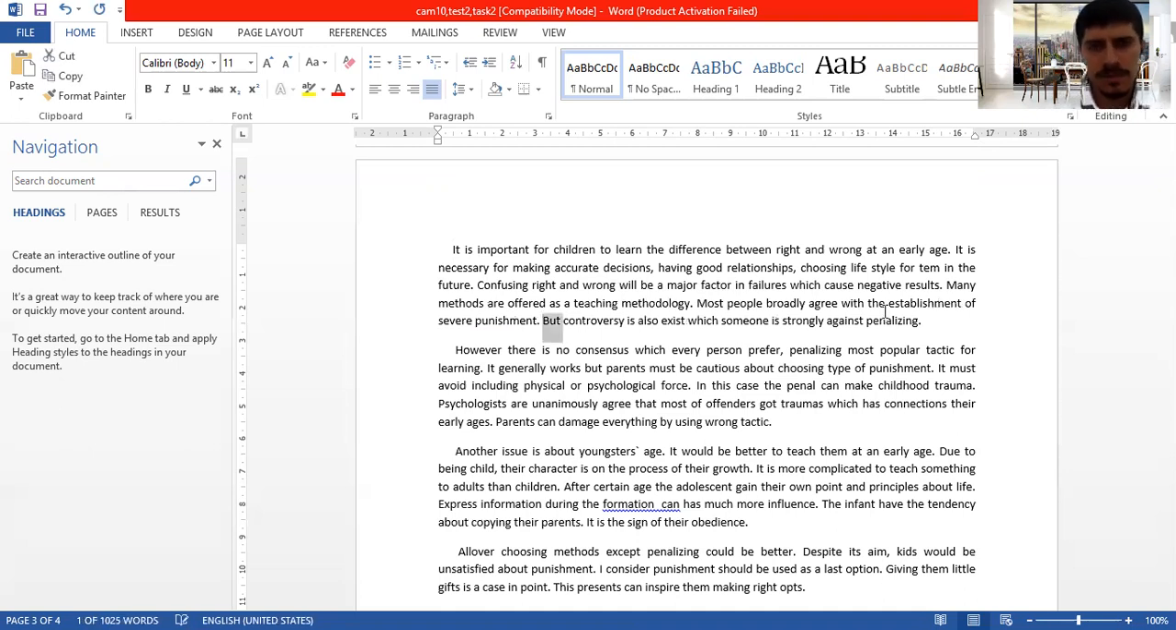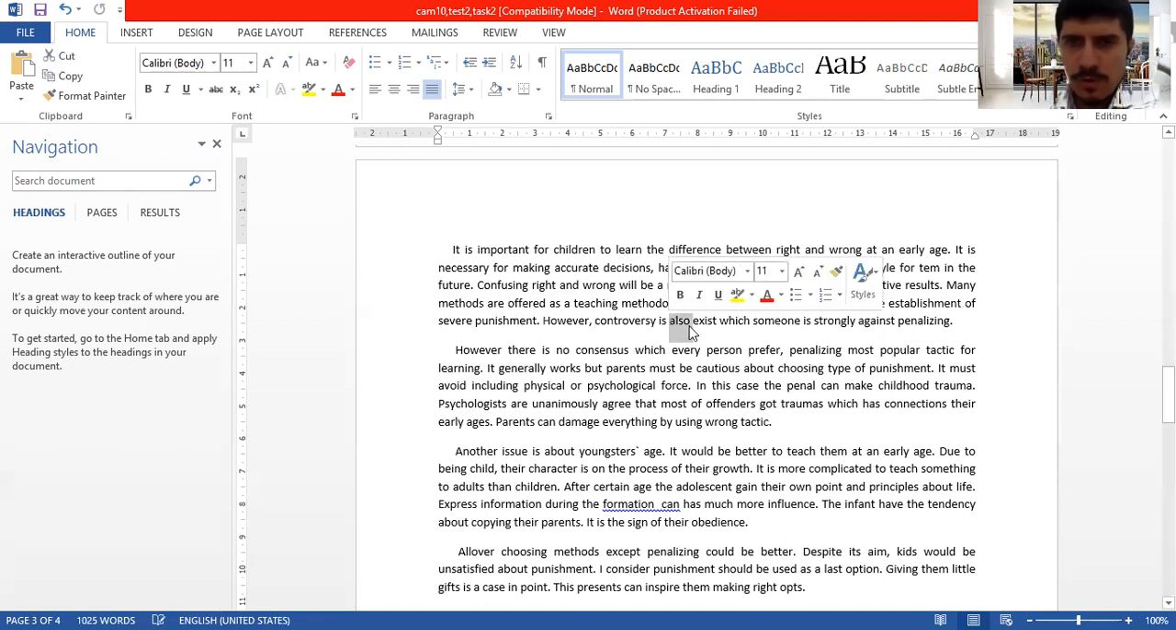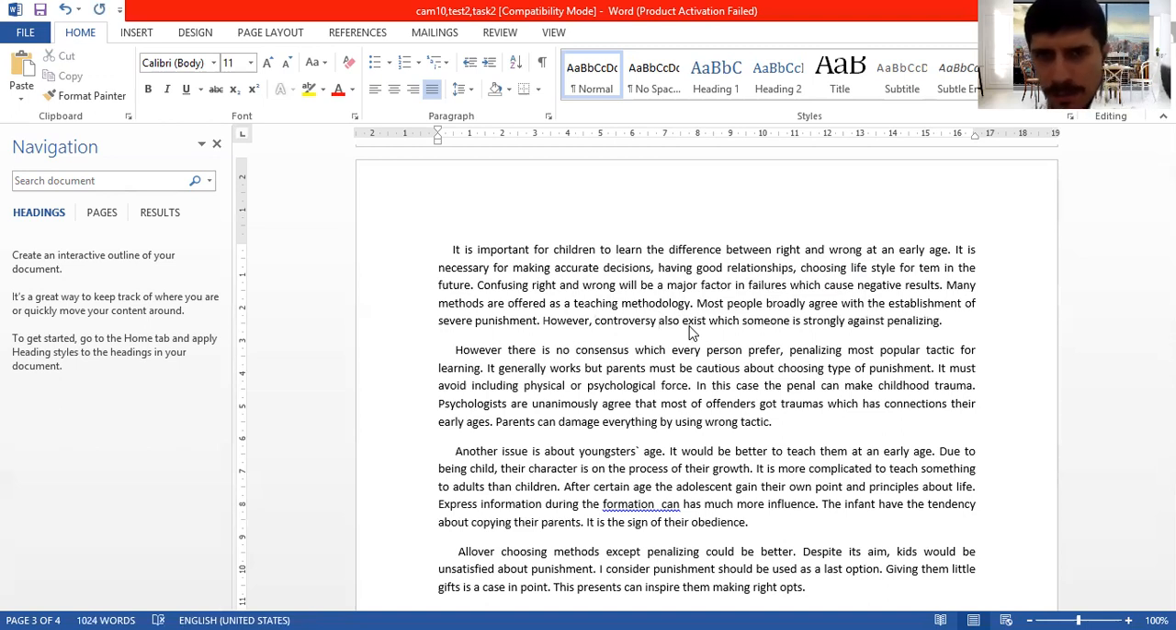Instead of "but", we could say here "however", or "yet", or "despite the fact that", "in spite of the fact that", or "although". However, controversy also exists. So we don't say two words in the same sentence, like "is" and "exists", or "are" and "agree". I just made the mistake here with "are" and "agree". We don't use two words in the same sentence in this order. Controversy also exists, in which someone is strongly against penalizing or punishment.